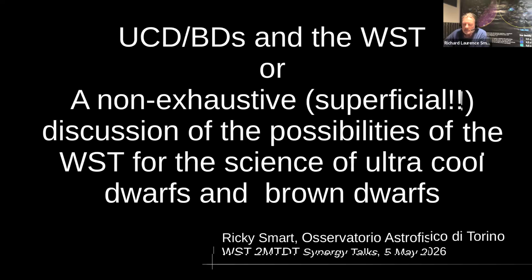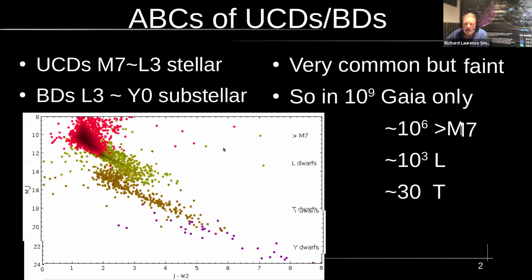Can you go to the first slide, just in case people aren't aware of what UCDs are and brown dwarfs? UCDs are the objects going from M7 and down to around L3. That's where the substellar boundary is, and then starts brown dwarfs from L3 down to about Y0, and after that they're really considered planetary levels.